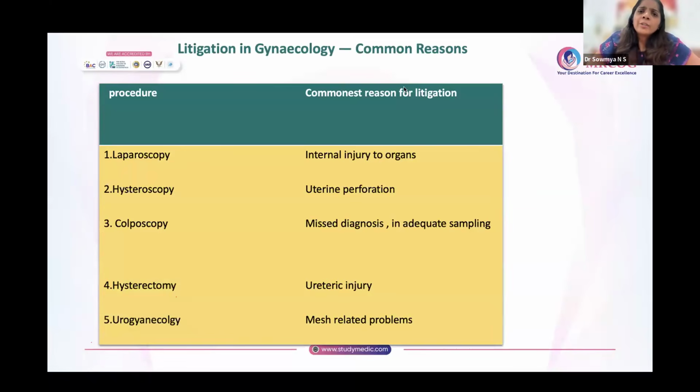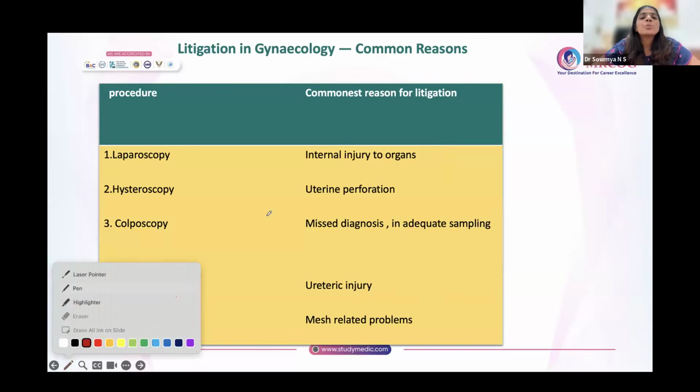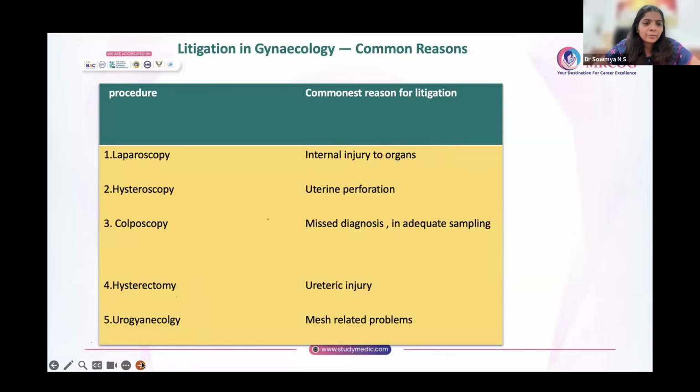And this is from one of the talks which is important. So I have put this, the commonest reason for litigation. Laparoscopy, internal injury. Hysteroscopy, uterine perforation. Colposcopy, misdiagnosis or inadequate sampling. Hysterectomy, ureteric injury. Urogyne, mesh related problems. These are the statistics. So you need to know which procedure has the commonest reason for litigation.